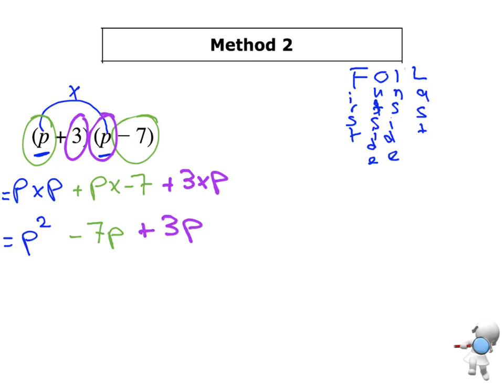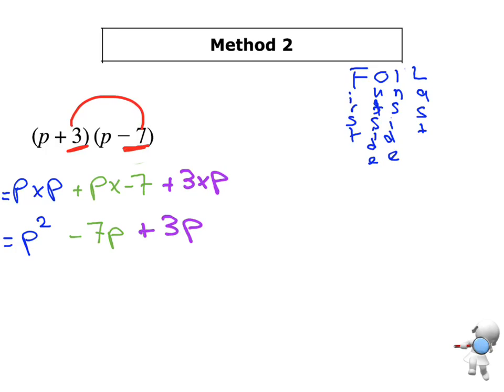And then last of all, I need to do the last term in each bracket, so we can see a little more clearly. The last term in the first bracket and the last term in the second bracket, you're multiplying those. That's going to give you plus 3 times negative 7, which will give us negative 21. Now if I combine those together, p squared minus 7p plus 3p gives me minus 4p, take away 21.